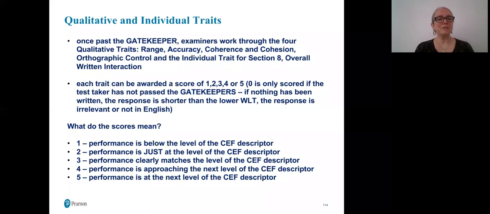We would award a score of 5 if the performance is at the next level of the CEF descriptor. So when we're marking, the examiners always have the descriptors for level 2 and the descriptors for level 4 with them, and we use those to judge if the candidate is at our level or is at the level below or above.